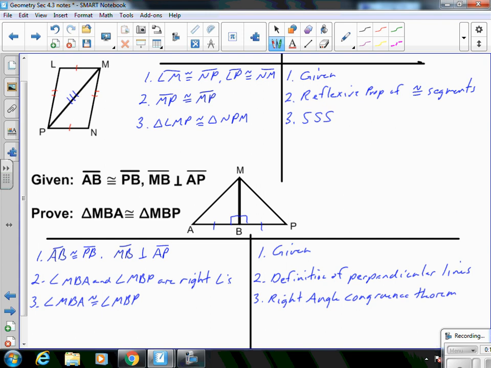So you can either write it as the right angle congruence theorem or just write what the right angle congruence theorem says, which is all right angles are congruent. All right, so now we've got one set of sides and one angle that are congruent. Anybody see anything else that would be congruent?